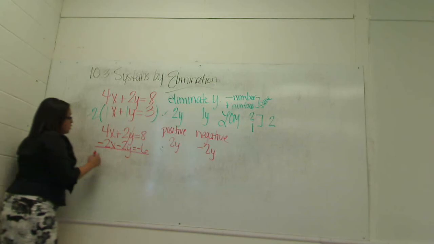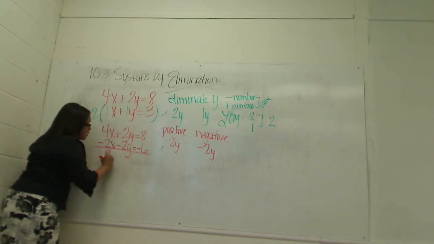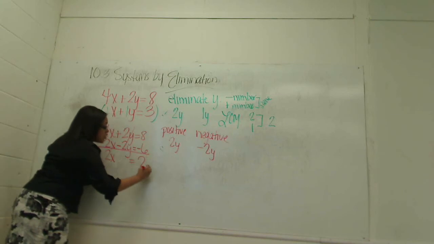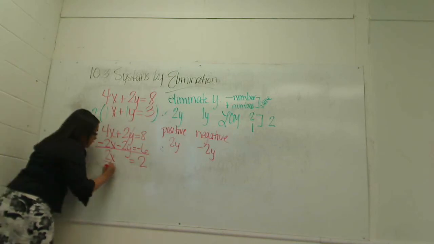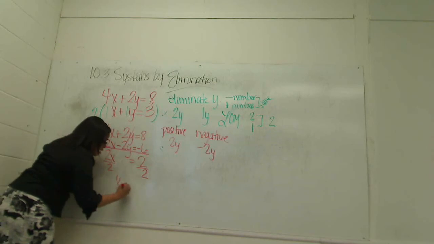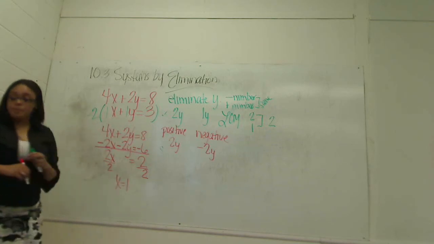This is eliminated. 4x minus 2x is 2x. 8 minus 6 is 2. I divide by 2. I divide by 2. X equals 1.